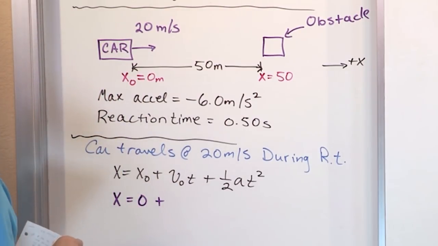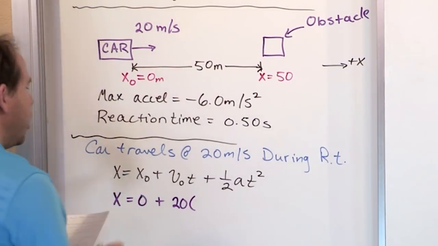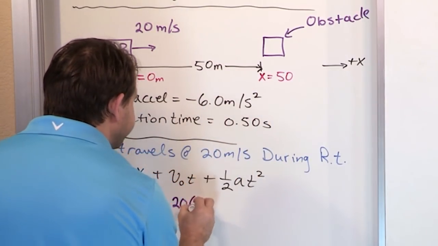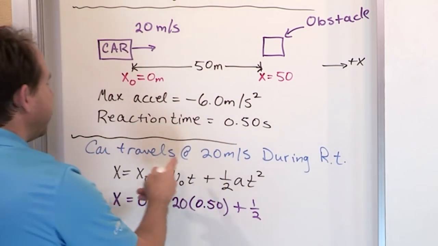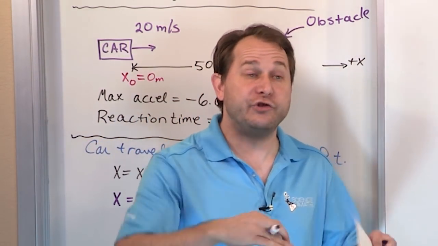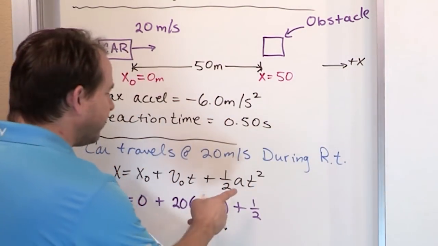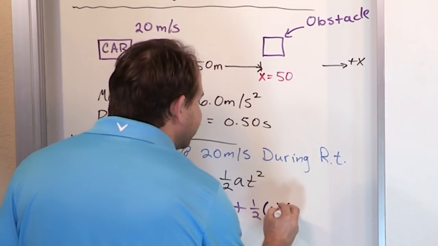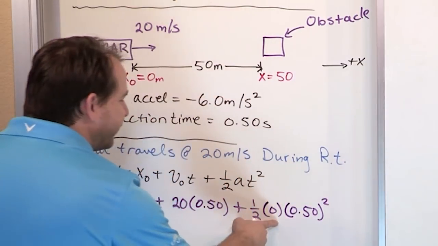What is the initial velocity? Well, the car is going at 20 meters per second. And how long is he traveling at 20 meters per second? Half a second, plus 1/2. What is the acceleration during that initial period? It's not -6. I'm talking about the period during the reaction time where he doesn't press on anything. The acceleration during that time is 0 because he's not speeding up or slowing down. And the time period, 0.5 squared, doesn't matter because you're multiplying by 0.